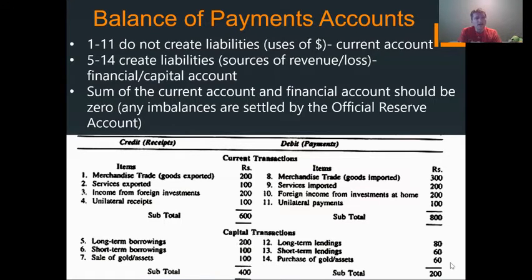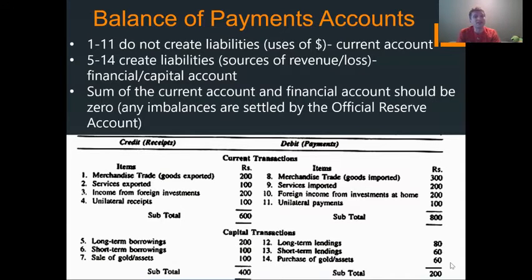5, 6, 7, 12, 13, 14, those do create liabilities. They create a source or purchase a source of revenue or loss for whoever's purchasing them. That is the capital financial account. And in the end, all of your current accounts should equal your financial accounts. So you add them together, you should get zero.